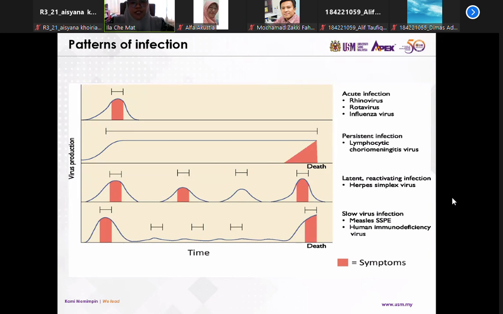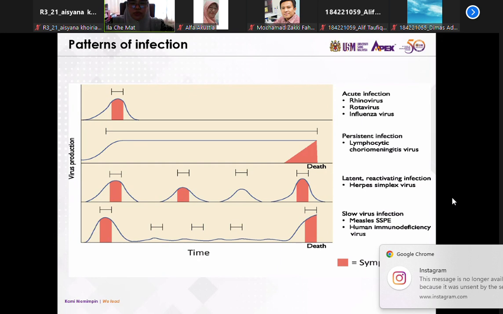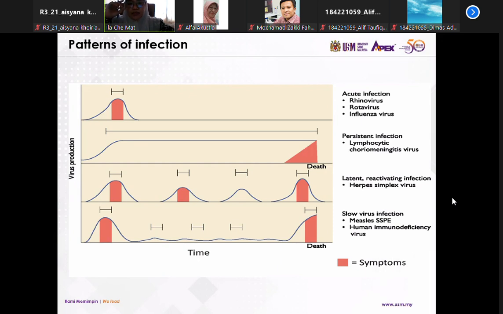So, different types of virus infection. When you talk about viruses, it does not mean that the pattern of infection is always the same. No, because some viruses you can solve very quickly, but sometimes when you get the infection, it stays inside your body for the rest of your life. So that's why it's very important to do screening. Sometimes you don't know you have the virus infection until it is already at the end stage.